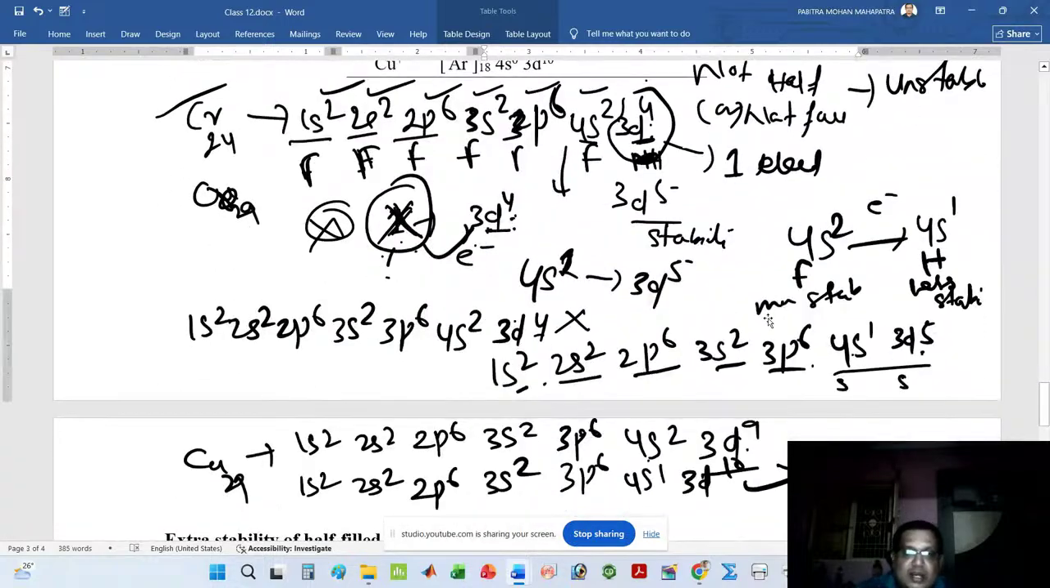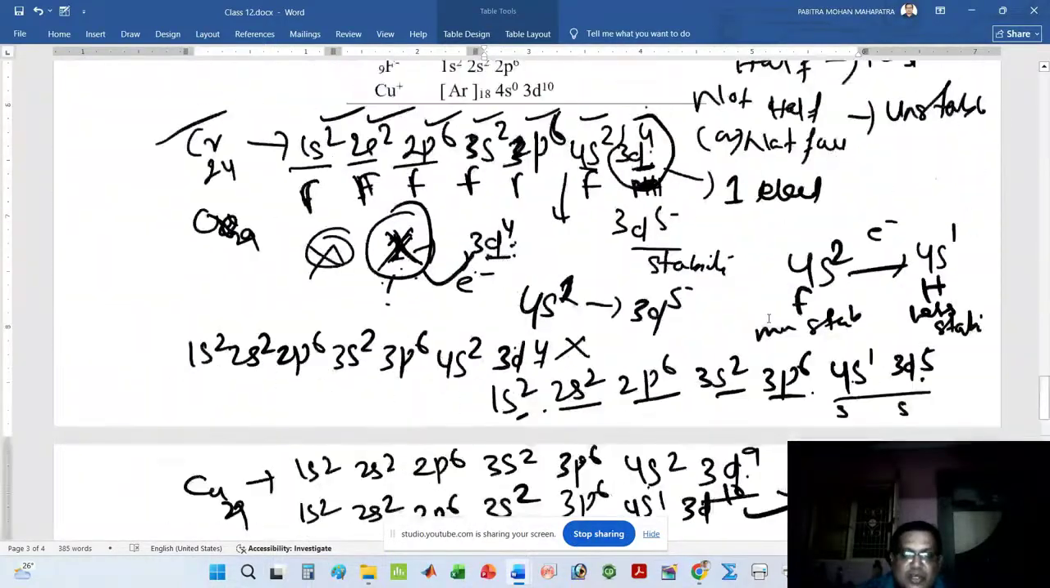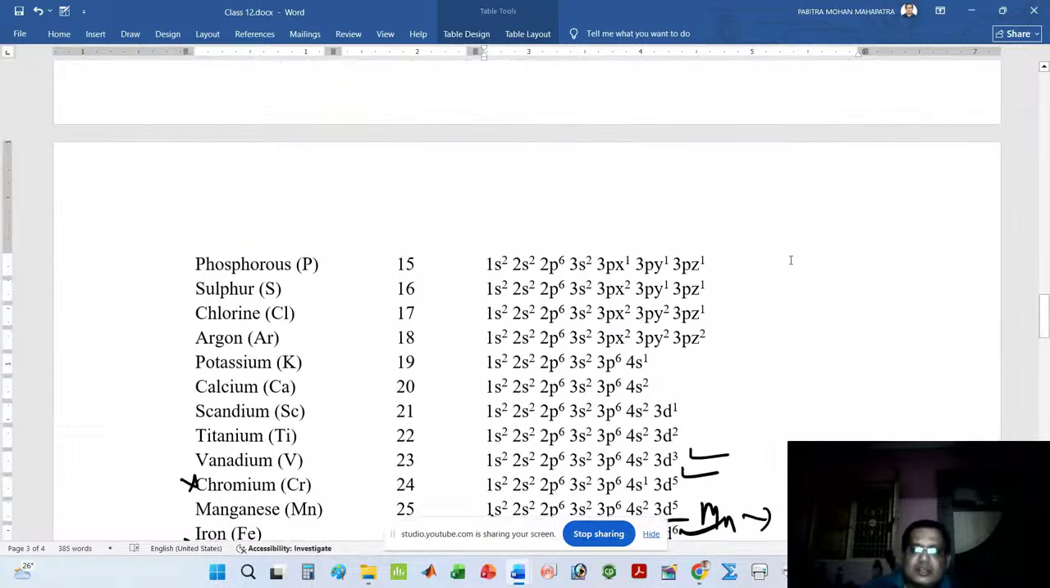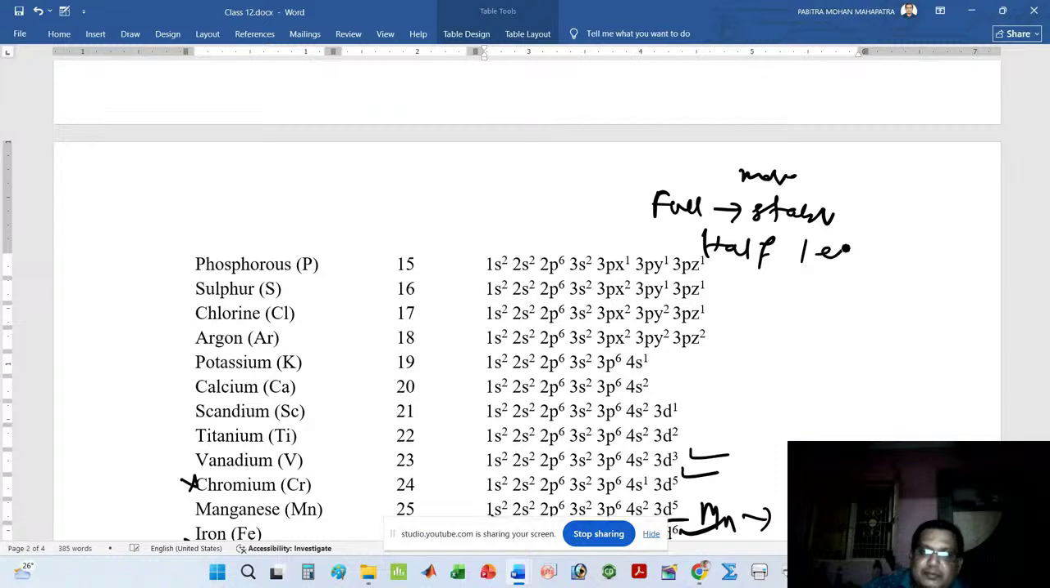Let us come to the electron configuration. Let me explain a point. Fully filled is more stable. Half filled is less stable. If an orbital or subshell has neither full fill nor half fill, it is said to be unstable.